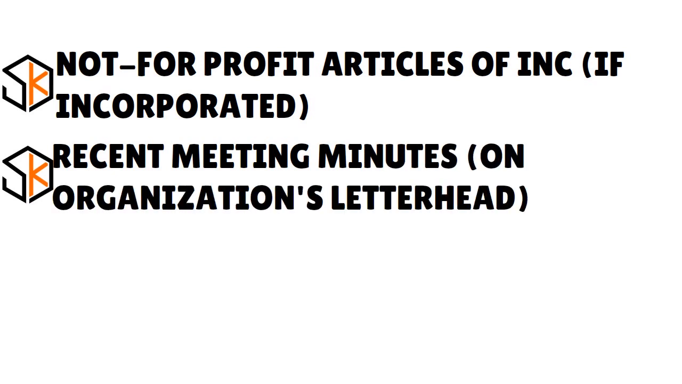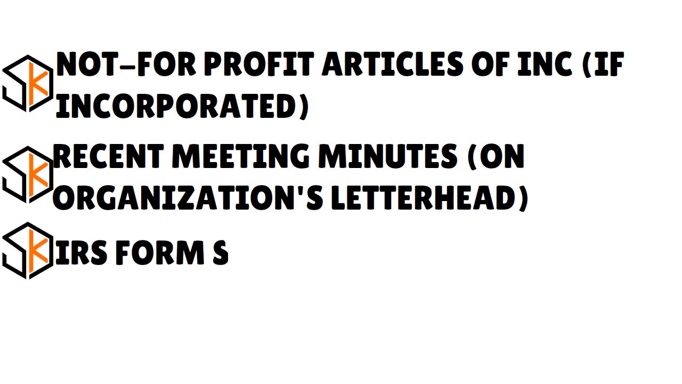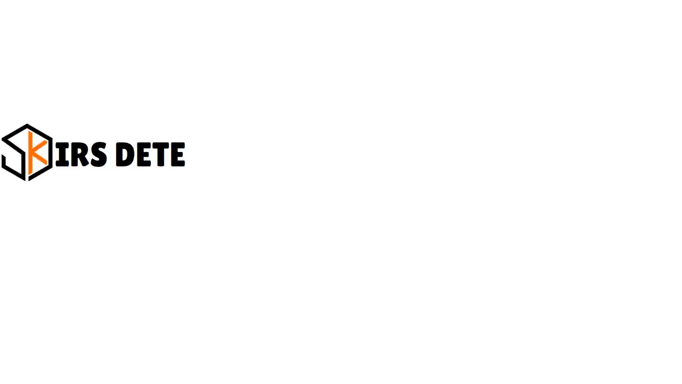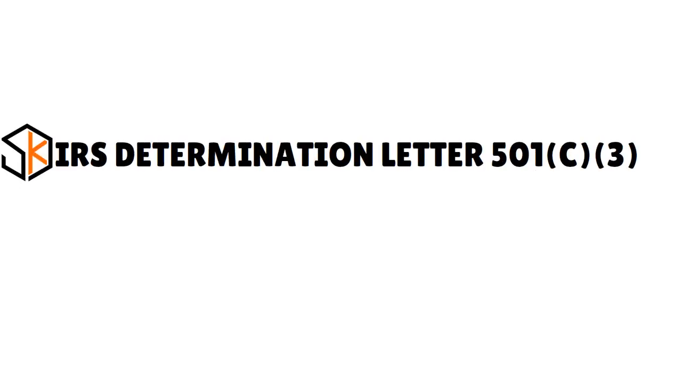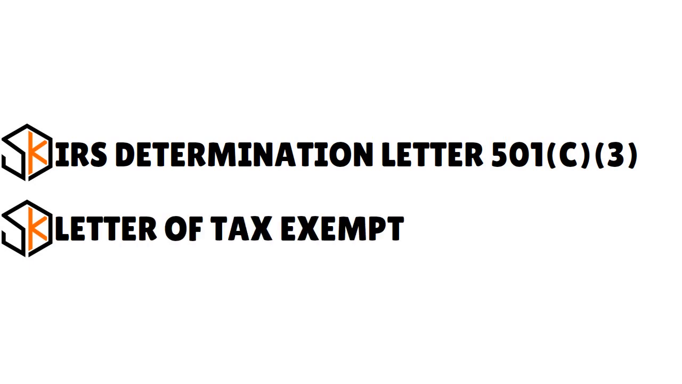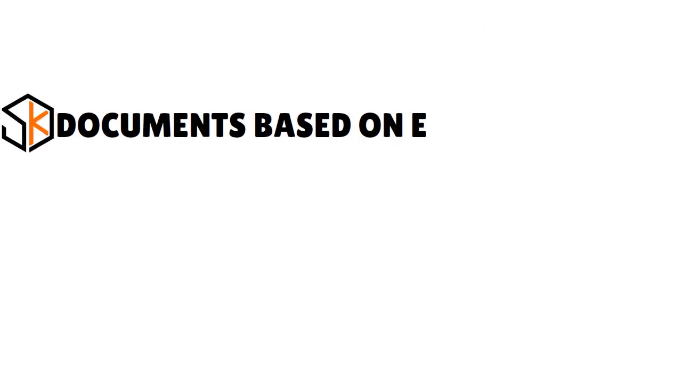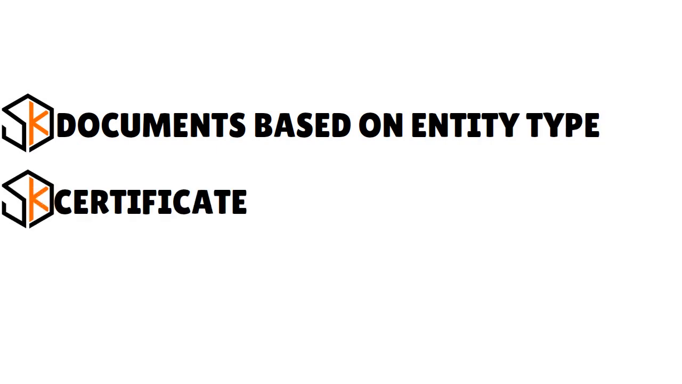Those minutes must be on organization letterhead, okay? And you want to have IRS form SS4 CP575A or IRS letter 147C. And IRS determination of 501c3 or letter of tax exempt. What about trust and estate documents? Well, you want to have documents based on entity type and certificate of trust.